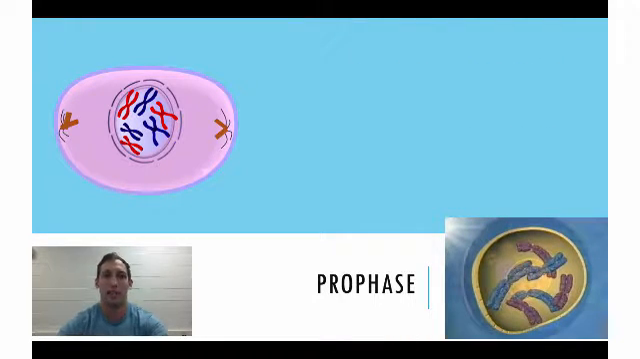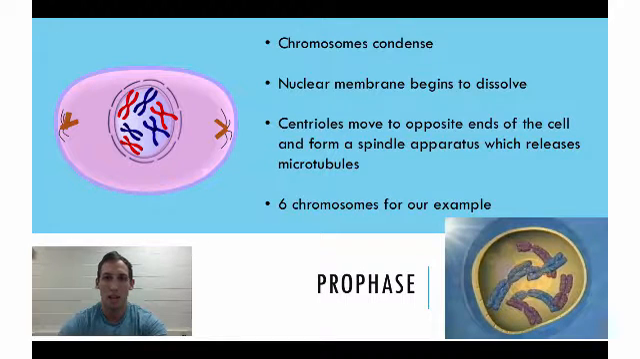Alright, so now we're looking at the next stage of mitosis, which is prophase. In prophase, you'll have the chromosomes condense. You'll also have the nuclear membrane begin to dissolve. And then you'll have these centrioles move to opposite ends of the cell and form a spindle apparatus which releases microtubules. At this point, we also have 6 chromosomes.